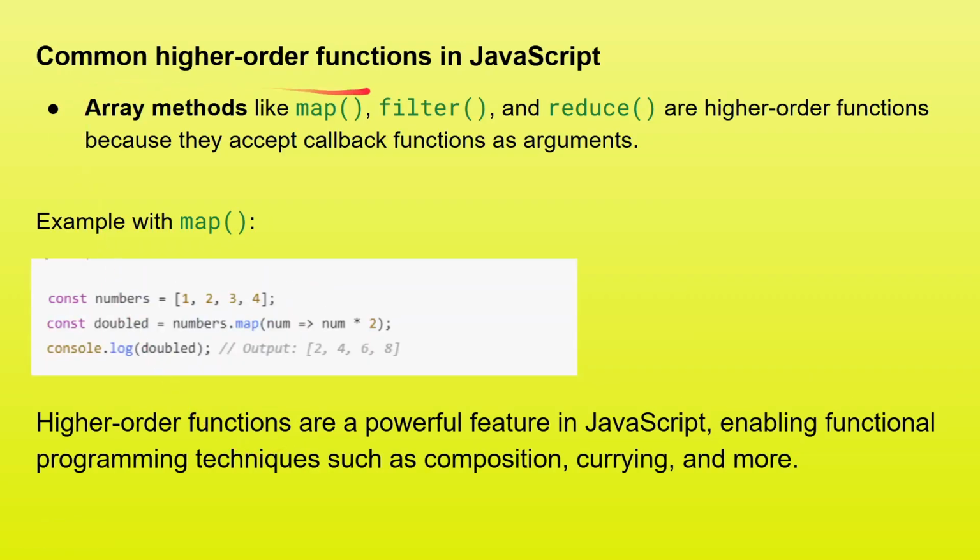Common higher order functions in JavaScript. Array methods like map, filter, and reduce are higher order functions because they accept callback functions as arguments.